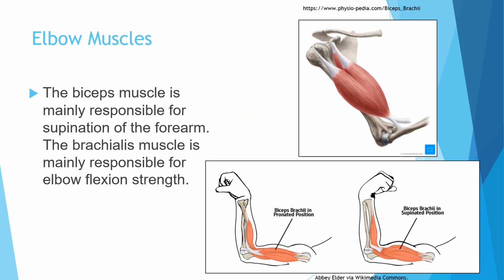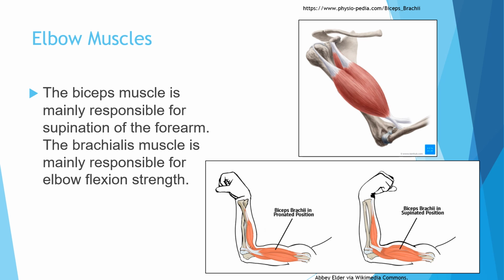One of the important concepts in the elbow anatomy is the muscle action. So we have the biceps muscle. We talked about it, the long head that originates in the shoulder, and the short head from the coracoid. They unite and form the biceps tendon that inserts into the biceps tuberosity in the radius. The biceps muscle is mainly responsible for supination. So it moves the arm from pronation to supination. So that's the main action.